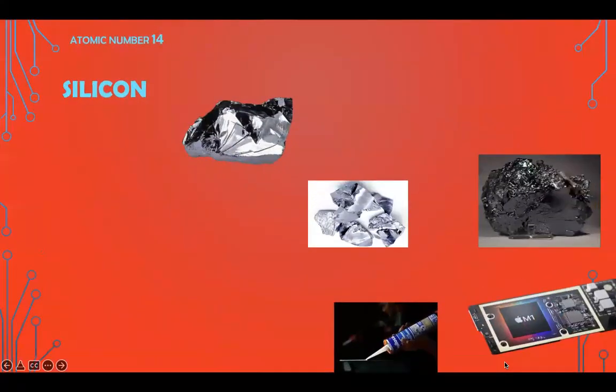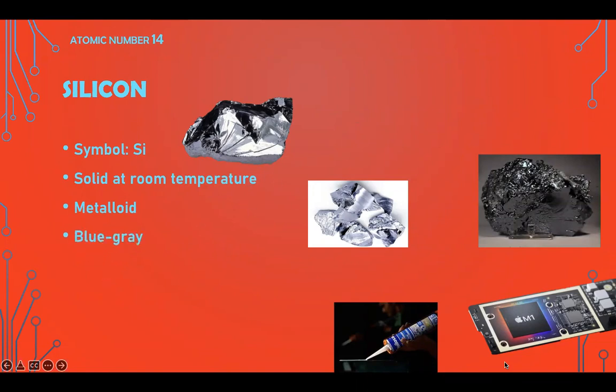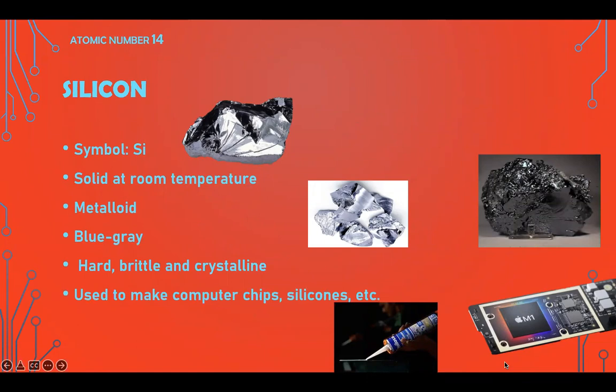Now we come to the next element, silicon, which is pretty similar to boron in many ways. I'll tell you why. Its symbol is Si. It's a solid at room temperature like boron, and it's a metalloid, which means it shares both the characteristics of metals as well as non-metals. And silicon kind of reminds me of Dawn because it's blue-gray in color, kind of. Silicon has a hard, brittle, and crystalline appearance. Silicon is used to make computer chips, silicones, etc.